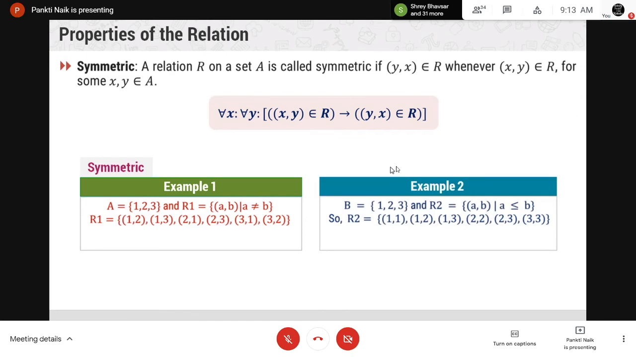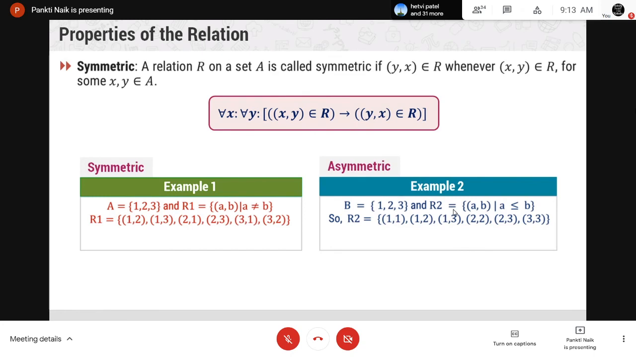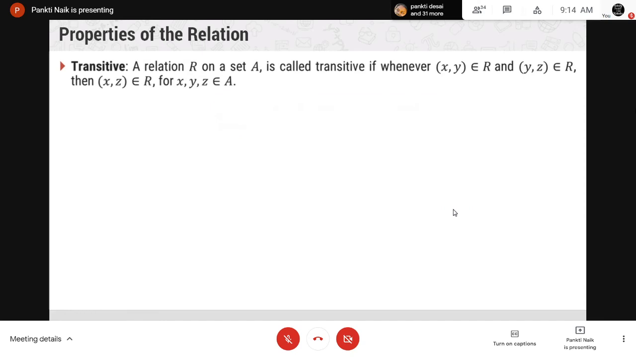Now consider this second example, right? B is equal to {1, 2, 3}, and relation R2 is equal to (a, b) such that a is less than or equal to b. So (1, 1), (1, 2), (1, 3), (2, 2), (2, 3), (3, 3). (1, 1) is symmetric. Then (1, 2), is (2, 1) present? No. (1, 3), is (3, 1) present? No. (2, 3), is (3, 2) present? No. So this relation is not a symmetric relation. This relation is known as an asymmetric relation, right?